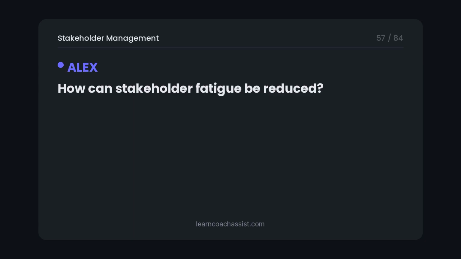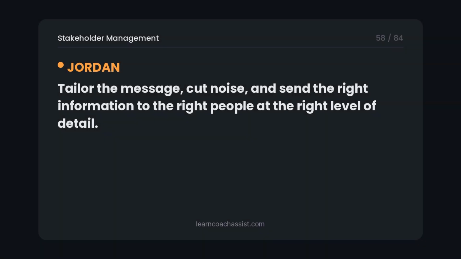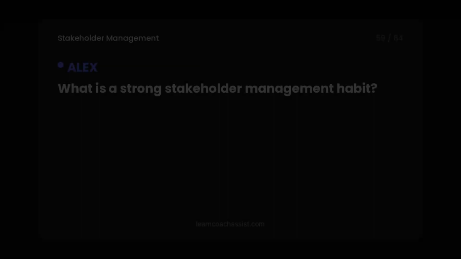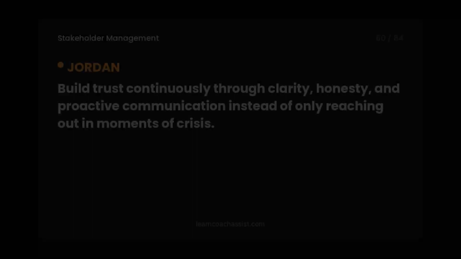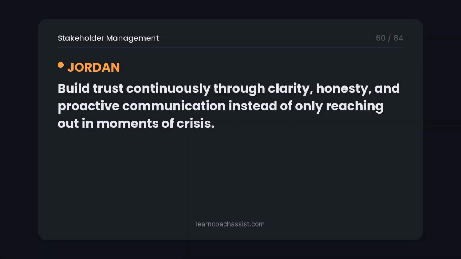How can stakeholder fatigue be reduced? Tailor the message, cut noise, and send the right information to the right people at the right level of detail. What is a strong stakeholder management habit? Build trust continuously through clarity, honesty, and proactive communication instead of only reaching out in moments of crisis.